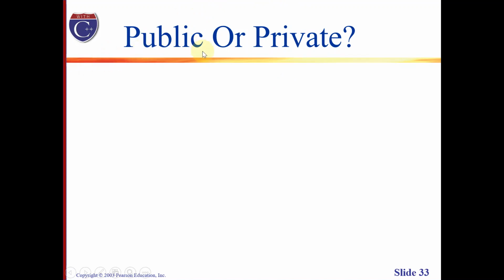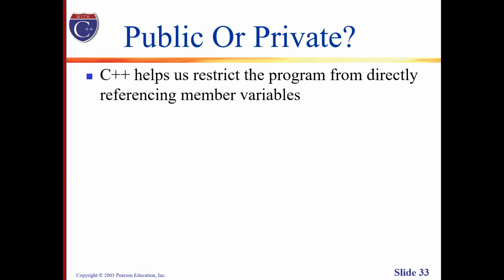A while ago, when we ran our program, it generated an error, which means that we can't directly access our member variable without specifying whether it is public or private. In this case, C++ helps us restrict the program from directly referencing member variables. That's what we saw in our previous example. We were not allowed to directly reference our member variable. Therefore, we need to specify that they should be public.